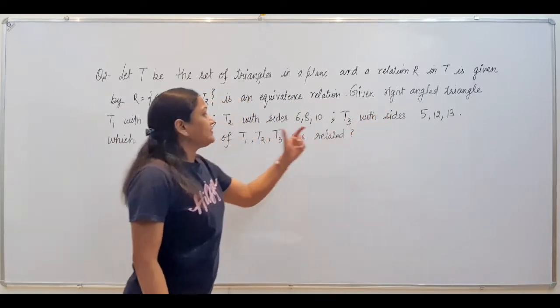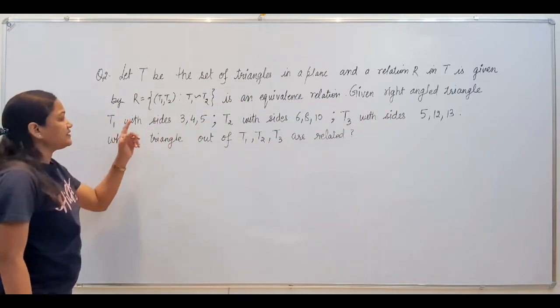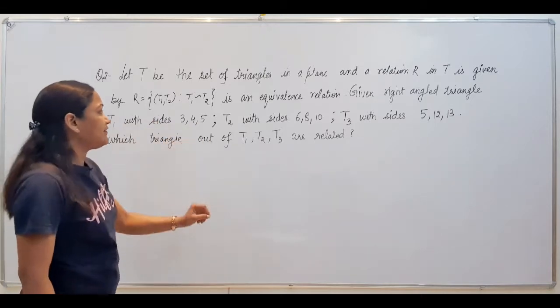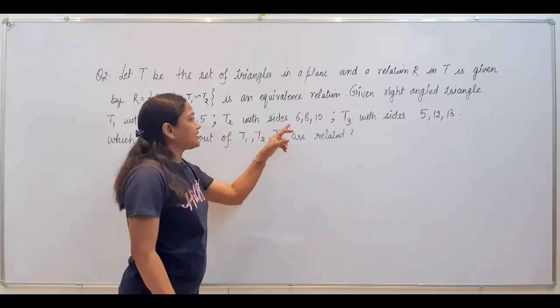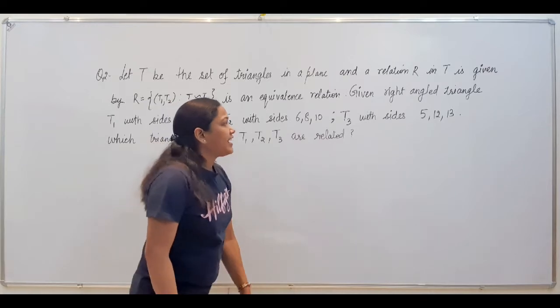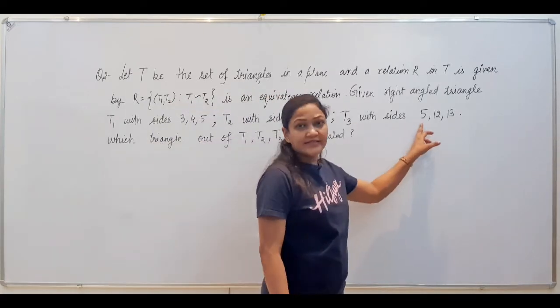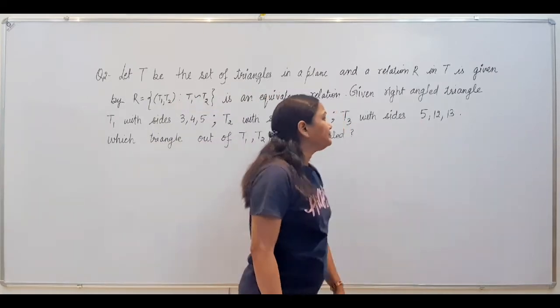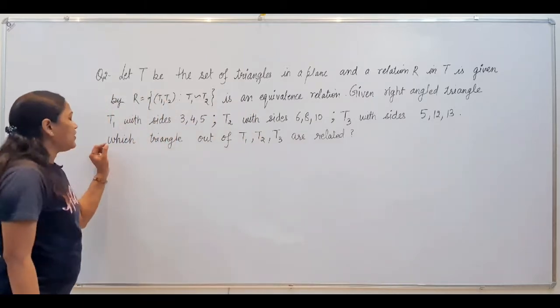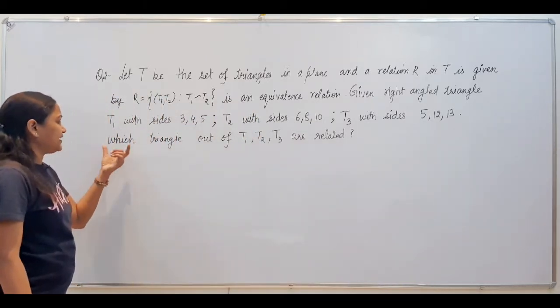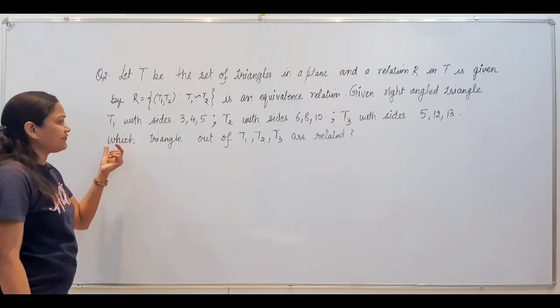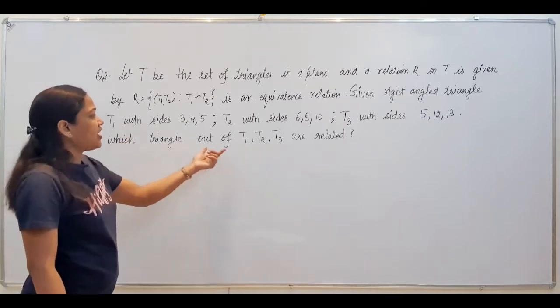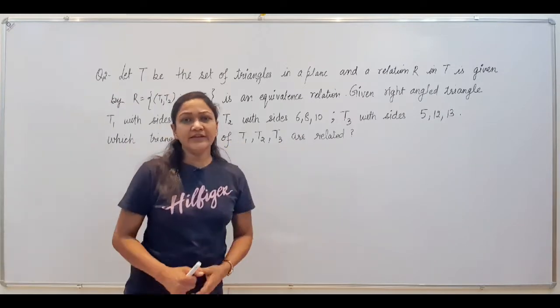Now you are given 3 triangles. T1 is with sides 3, 4, 5. Your T2 triangle is with sides 6, 8 and 10, and the third triangle T3 is with sides 5, 12 and 13. Now you have to find out which triangles out of T1, T2 and T3 are related.